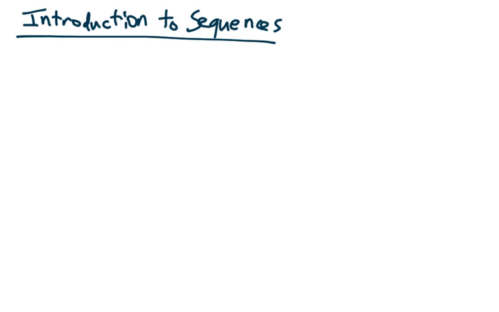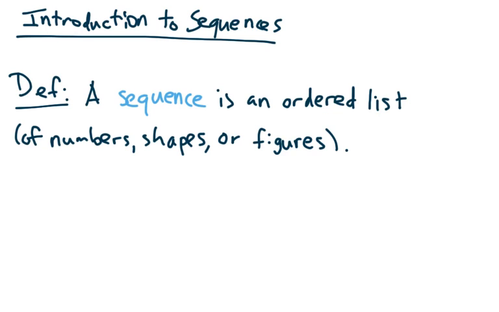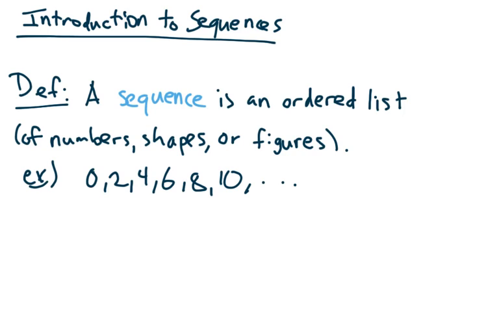Today on our episode, we want to talk about sequences. So here's our introduction to sequences. First of all, what is a sequence? A sequence is an ordered list. Usually it's going to be numbers, but it could also be shapes or other kinds of geometric figures. For example, I could use a sequence of numbers like 0, 2, 4, 6, 8, 10, and so on.